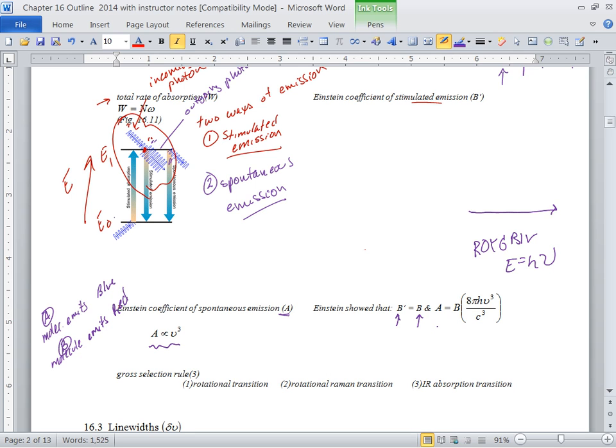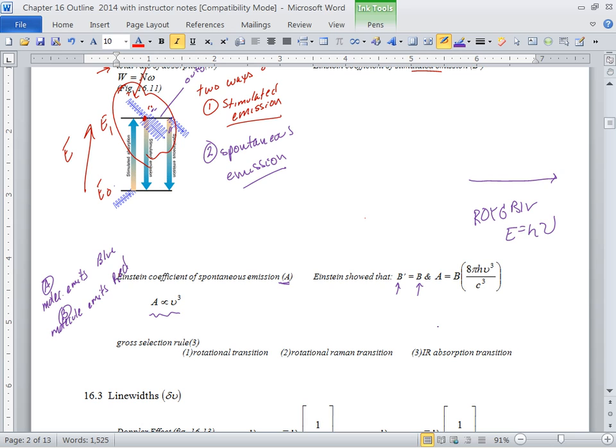Gross selection rules. Now, the one that's in here that I think you should know, if you had instrumental analysis, is this one. If a molecule is going to undergo IR absorption, you can see this molecule on the FTIR. What has to be happening, or what's the property, what's the gross selection rule? What was it?